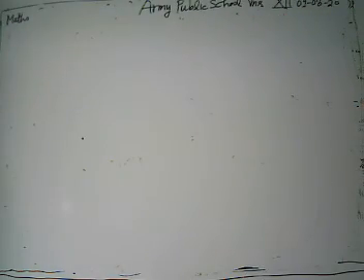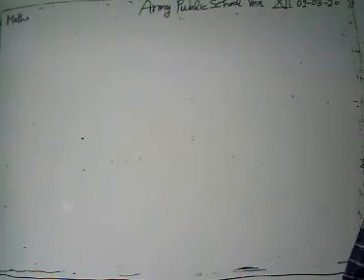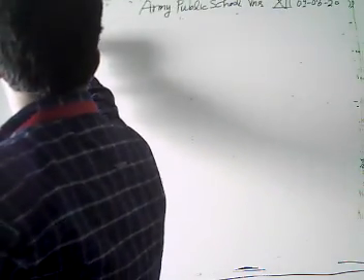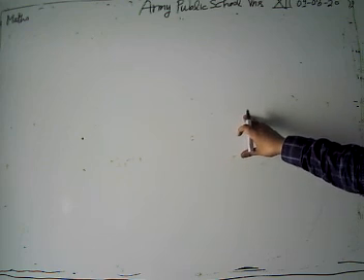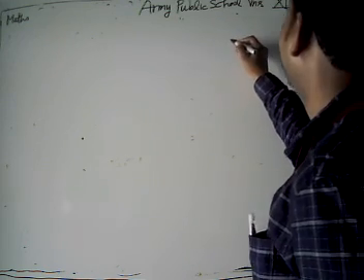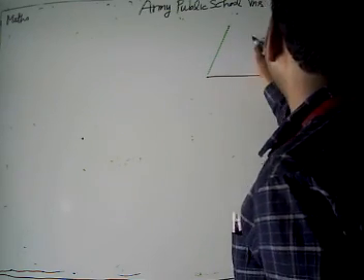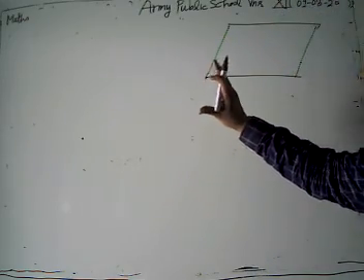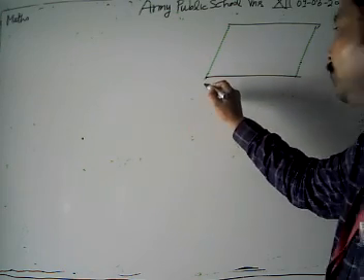Prove by using the vector method that if the diagonals of a parallelogram are equal, then it is a rectangle. We have to say that if the diagonals of a parallelogram are equal, then it is a rectangle. First of all we draw a parallelogram.